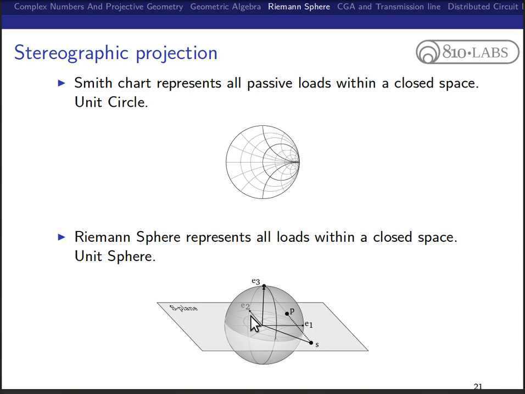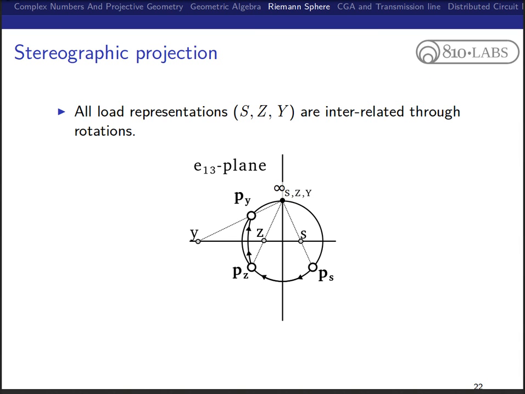Okay, so E1 and E2 are the 2 vectors that describe the plane of the Smith chart, the S plane. And then E3 is just a dimension we've added. And that's a standard thing, stereographic projection, of how to map this point onto a plane, onto this point on the sphere P. Okay, so the reason we're going to do this is because all load representations, so S, Z, Y, are interrelated through rotation. So this is much simpler than the normal bilinear formulas.